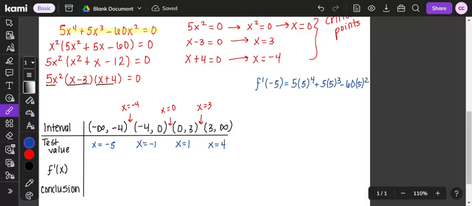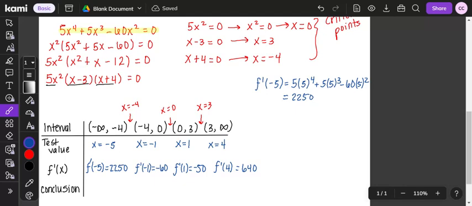And plugging this into a calculator, I get that this is equal to 2,250. So I could say f prime of -5 is equal to 2,250. And I'm going to do the same thing for x equals -1. I'm going to plug -1 in, and then x equals 1, and then x equals 4. All right, and when I do that, I'm going to get f prime of -1 is -60, f prime of 1 is -50, and f prime of 4 is 640.